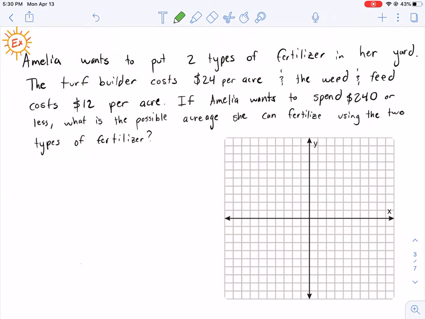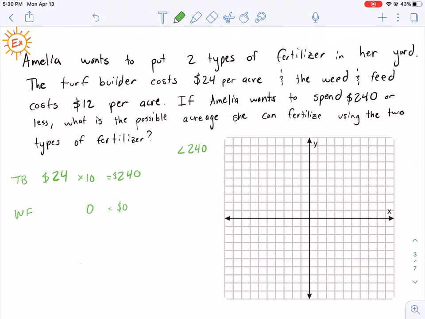For example, she could get $240 of the turf builder, and if she fertilized 10 acres, that would be all $240, right? That would leave 0 acres for the weed and feed because she has no money left over. Okay, she has to spend $240 or less, and that's where the less than symbol comes into play. So we have to spend less than $240 because that's our budget.